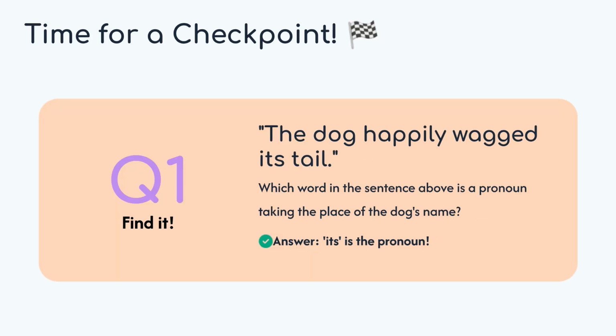All right, time for a quick checkpoint. Here is your first question. Look at this sentence. The dog happily wagged its tail. Which word is the pronoun taking the place of the dog's name? Take a second. Got it? The answer is its. Great job.